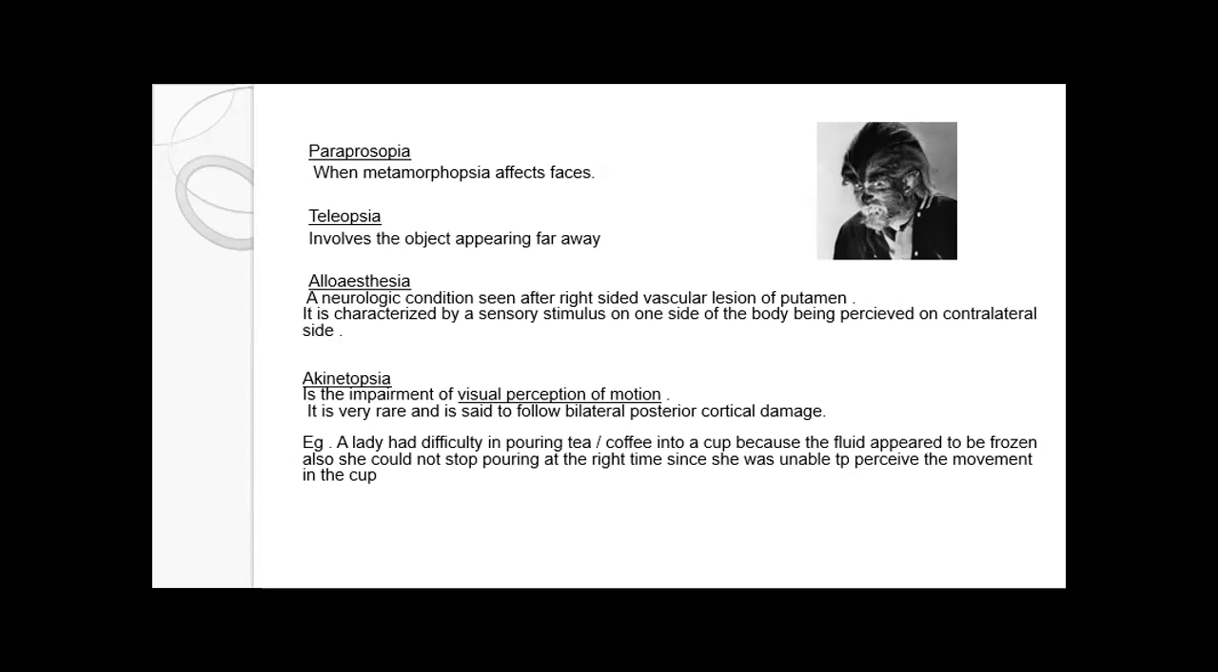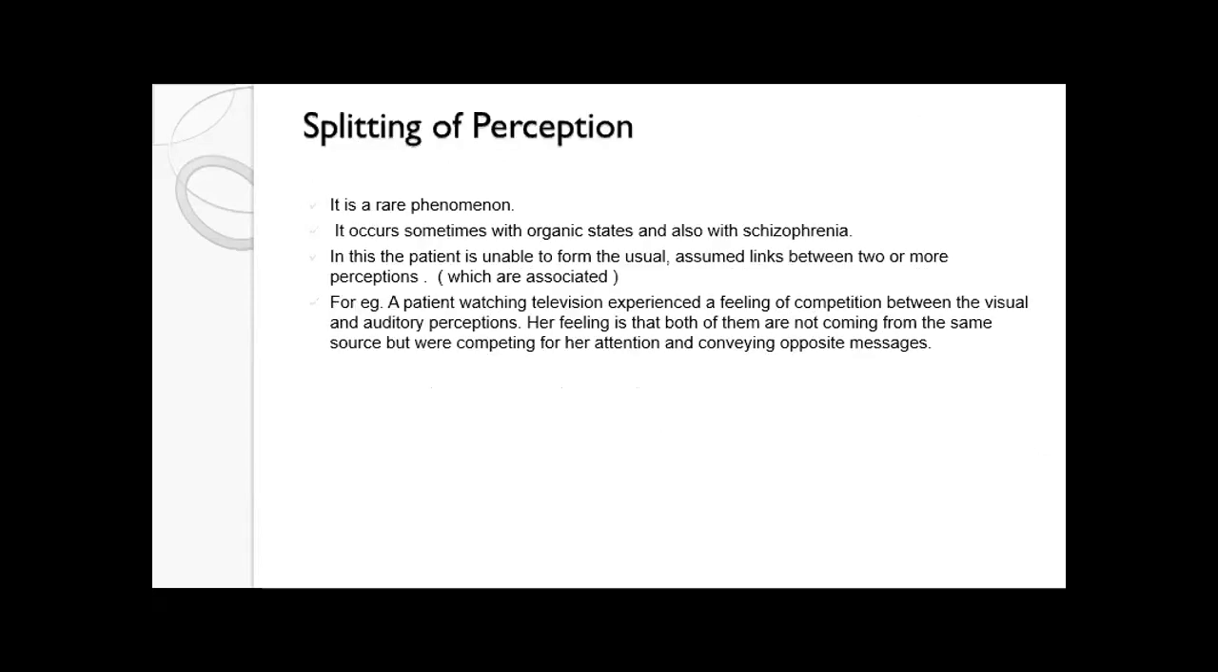Similarly, there is akinetopsia. This is impairment in visual perception of motion. It is a very rare phenomenon and said to follow bilateral cortical damage. A lady had difficulty in pouring coffee into a cup because the fluid appeared to be frozen. Also, she could not stop pouring at the right time since she was unable to perceive the movement in the cup.